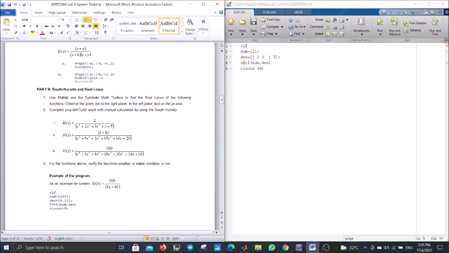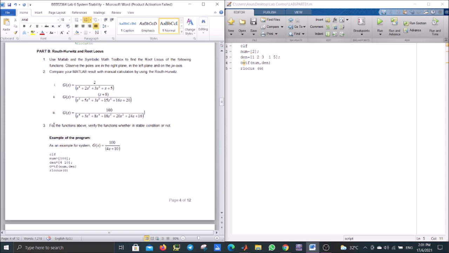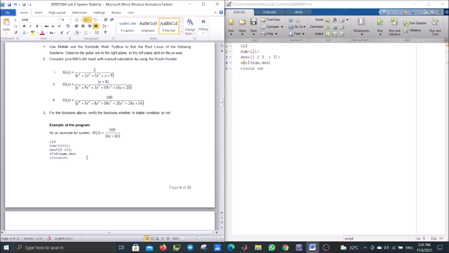So this is the equation that has been given in the lab report. And the third instruction is for the function above, verify whether the function is in a stable condition or not. So I need to verify it. Is it stable or not? This is the example system for which the MATLAB code had been given in the lab sheet. So I use this and substitute the values for each question.